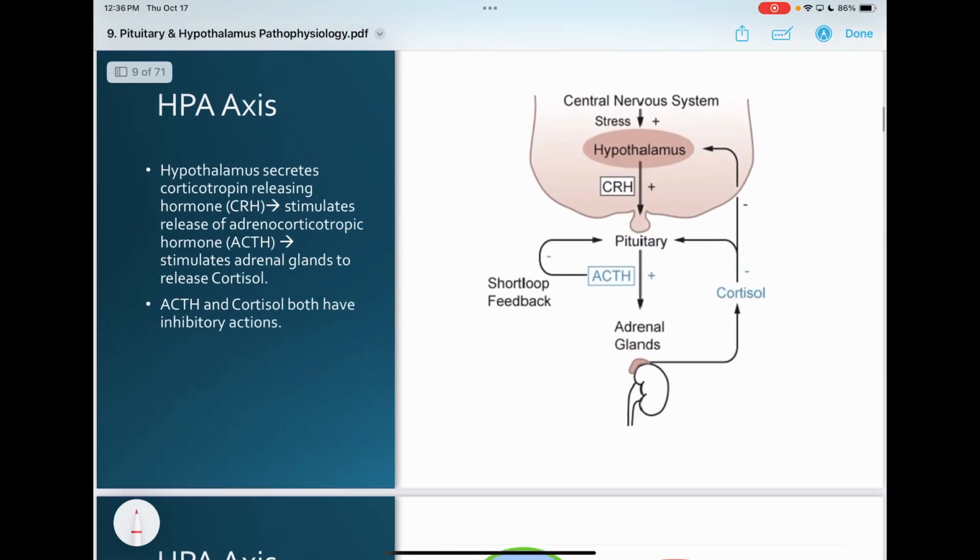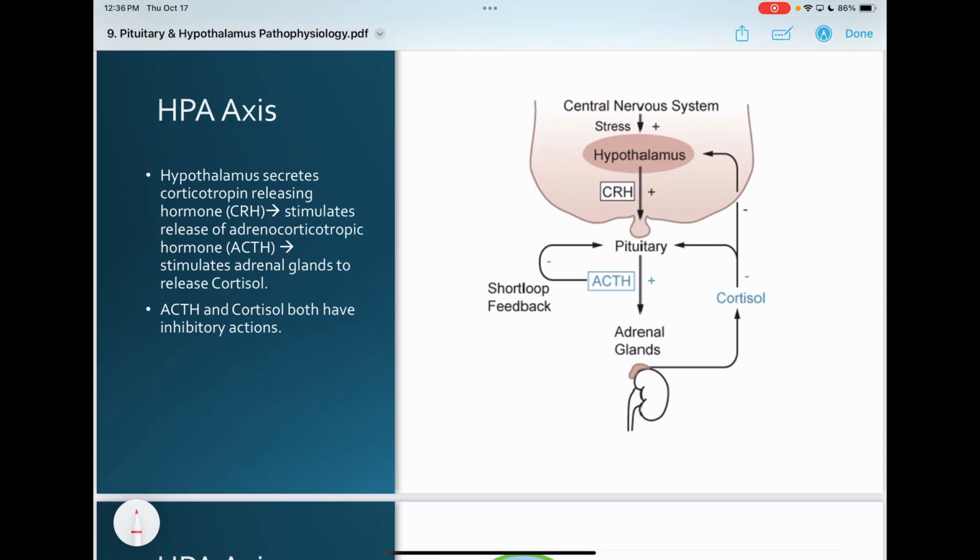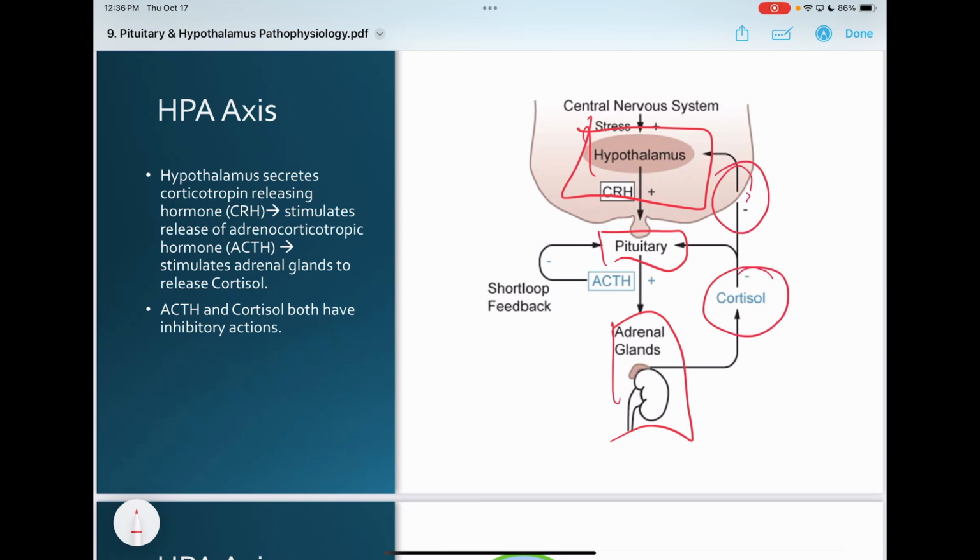So your HPA axis again, remember, do your boxes. Hypothalamus, CRH, goes to the pituitary to release ACTH, which goes to the adrenal glands, which then release cortisol. Cortisol has a negative feedback at the pituitary and the hypothalamus, so it tells both to shut off. We have enough cortisol, we don't need any more. ACTH will also have a little short negative feedback loop on itself on the pituitary gland to shut down ACTH production as well. The biggest influence is the cortisol.